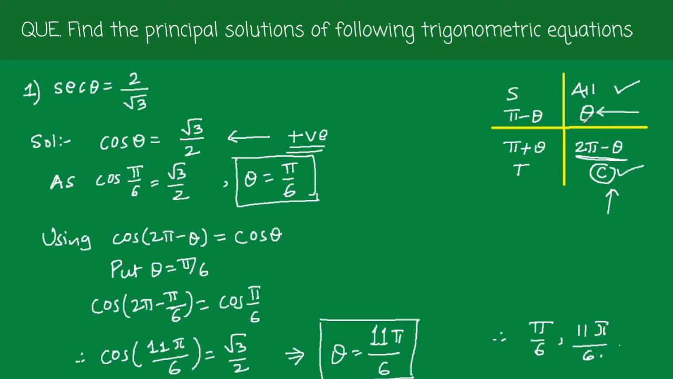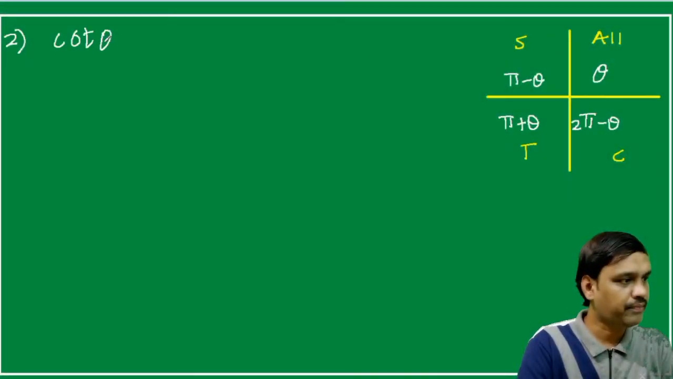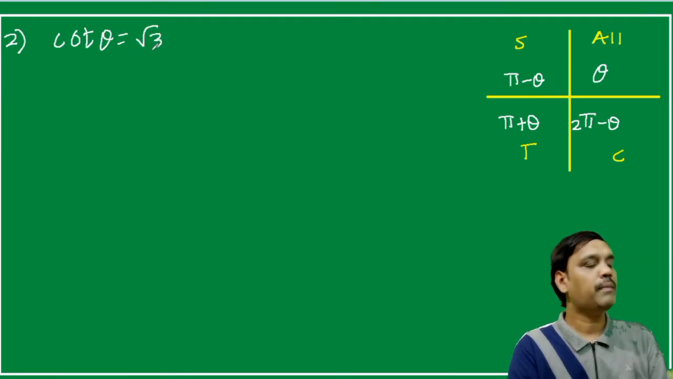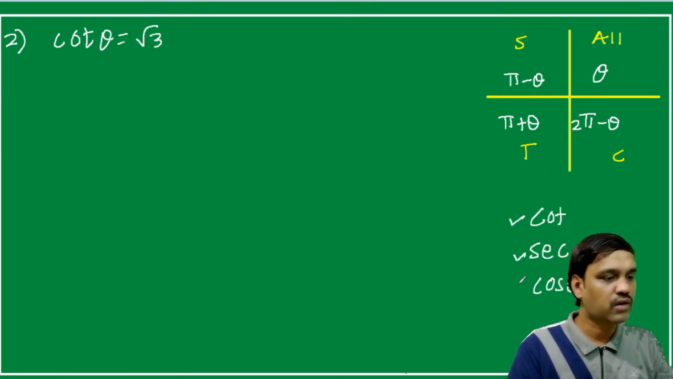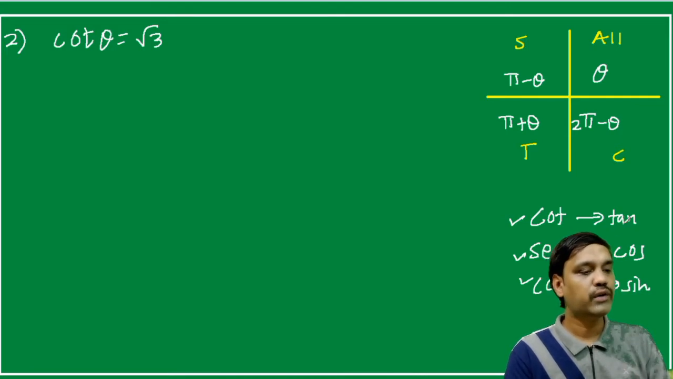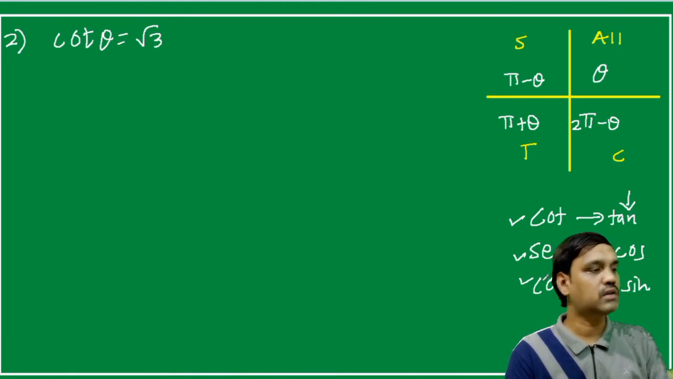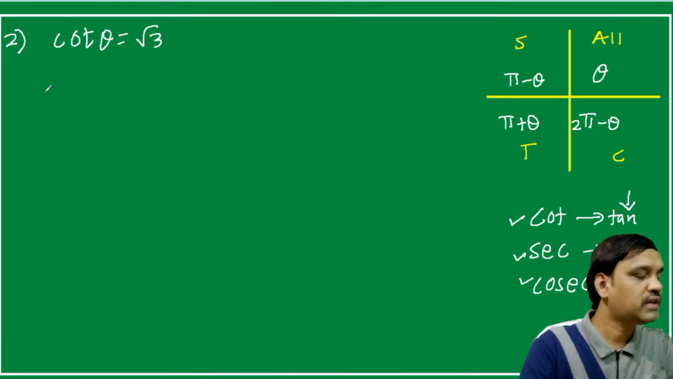And we will find the next value either in the second, third or fourth quadrant, wherever it lies. Let us solve our next example. Cot theta is equal to root 3. Remember, convert these cot, sec and cosec by taking their reciprocals into tan, cos and sine. Using these values, sine, cos and tan, we can find out their principal solutions. Okay, so let's see here.